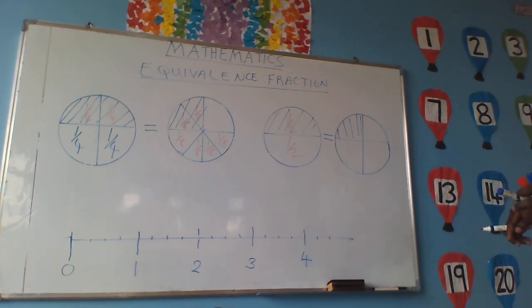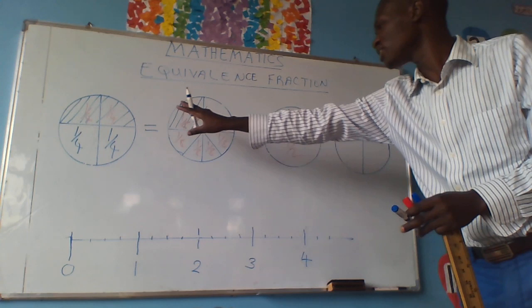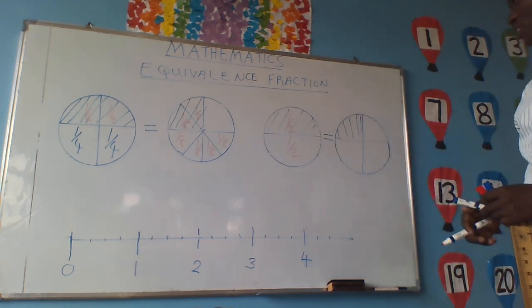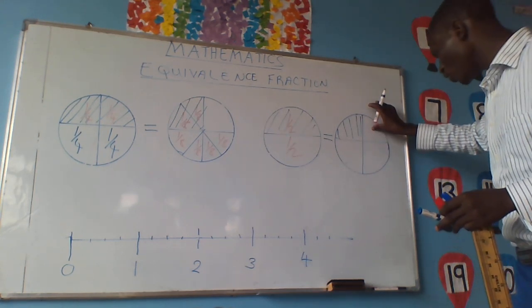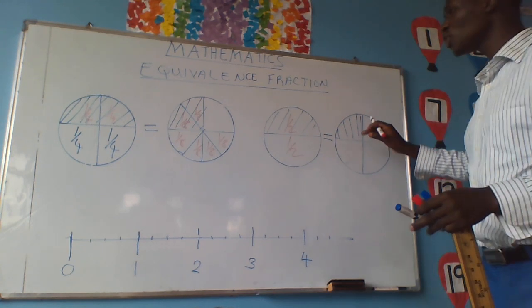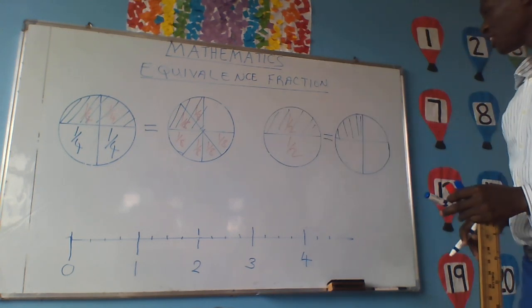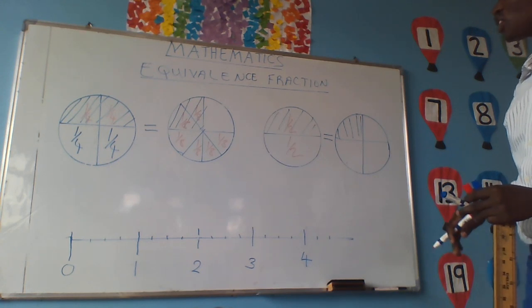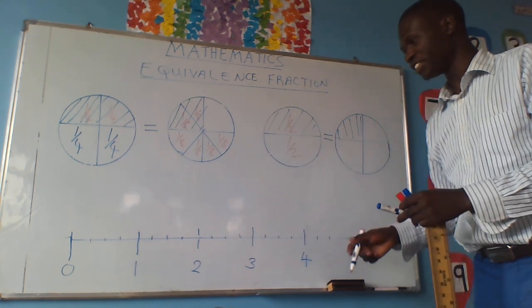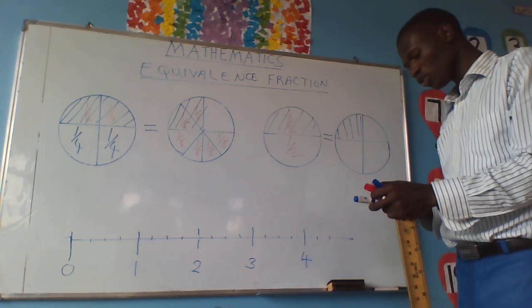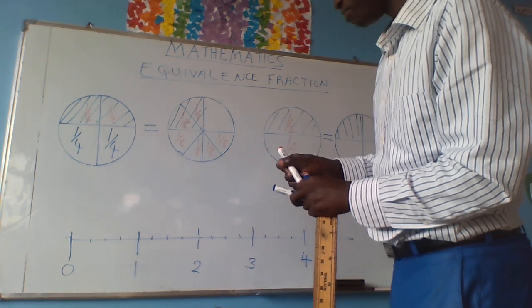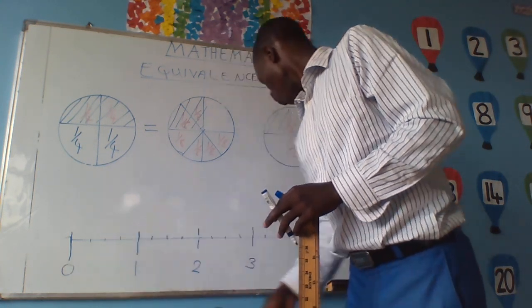That is equivalence fraction. That's how to find equivalence on shapes. It can be a circle, it can be a rectangle, or any shape you know. You can find the equivalence fraction. Now let us shift to numbers, the same, on a number line. We have 0 up to 4.